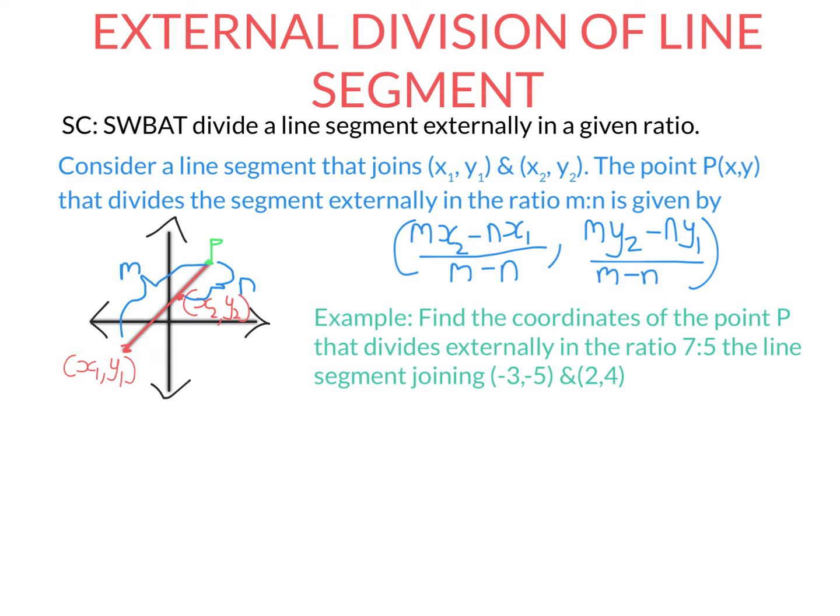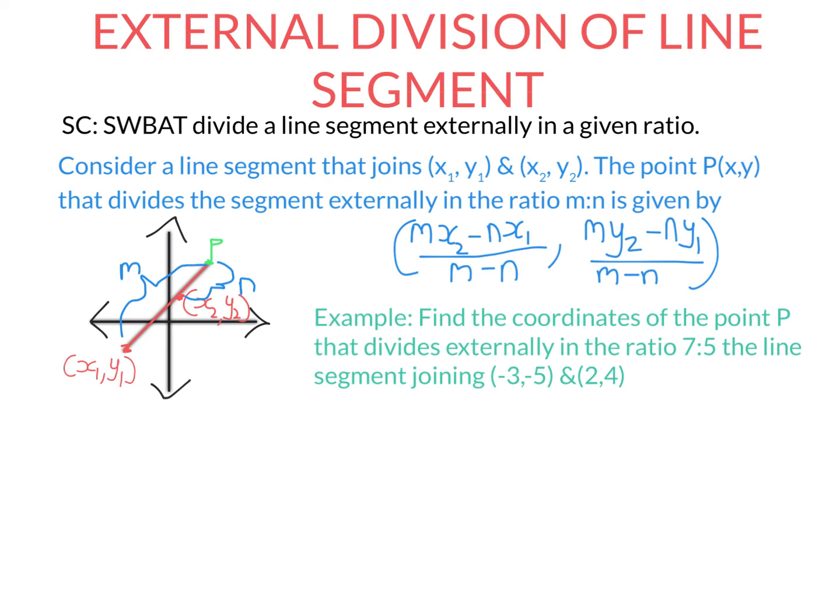So what we want to do is find where this point P is so that these 3 points are collinear and it divides it in the ratio m to n, so that the distance from the first point to P is represented by m, the distance from the second point to P is represented by n. Now the formula to find the coordinates of this point P is given here. Note, this is exactly the same as the formula for internal division, except instead of pluses, we have subtractions on top and bottom. Otherwise, exactly the same formula.